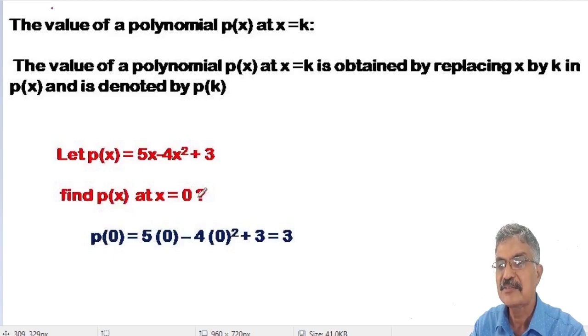Then we will, that is 5 into 0 minus 4 into 0 square plus 3. Then we will get the answer as 3. That is p(0). Similarly, we can find p(x) at x equal to 1. Substitute x by 1 and do the necessary arithmetic. Then we will get the answer.